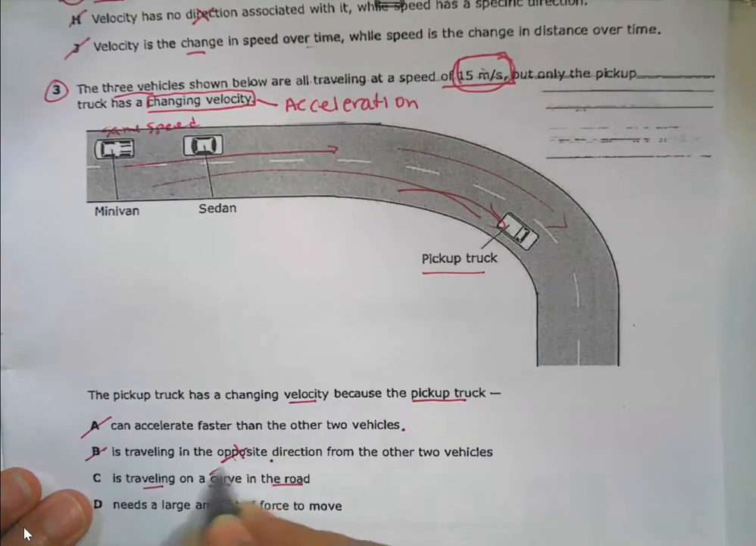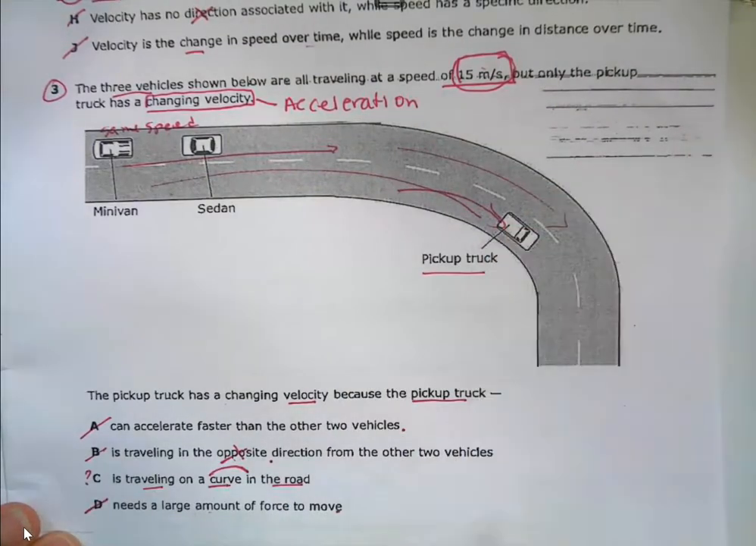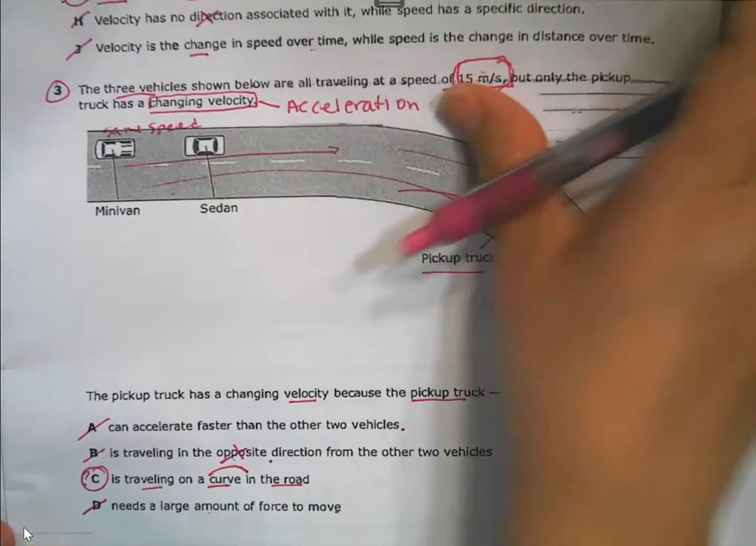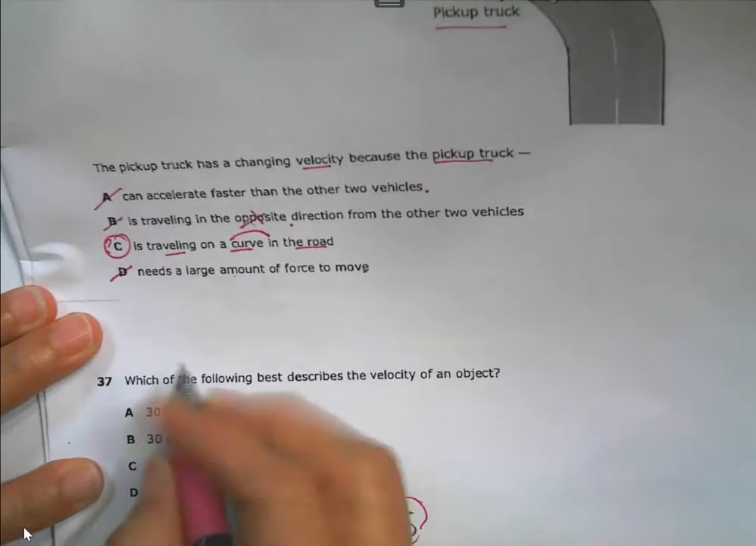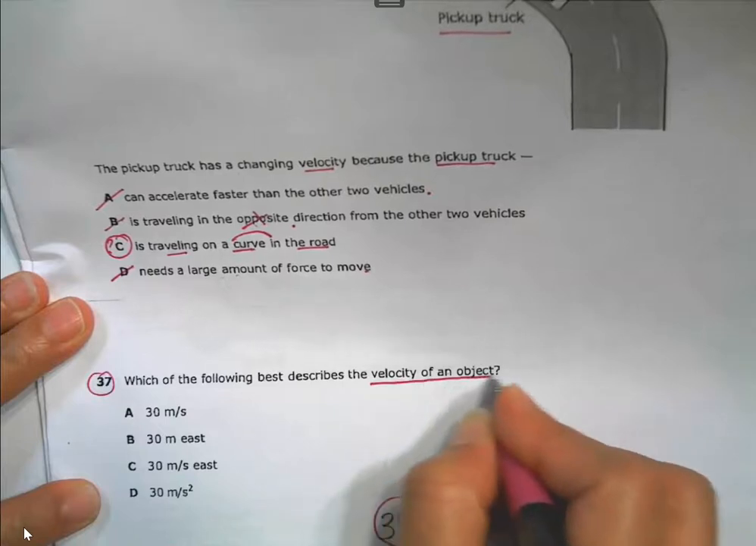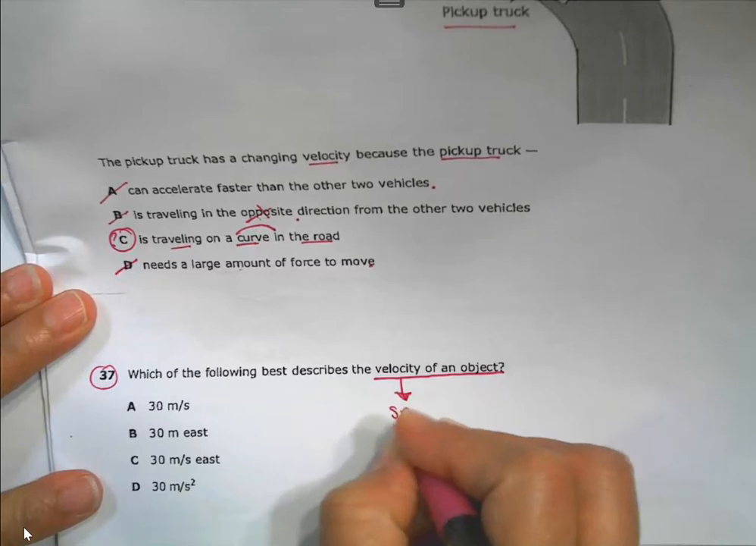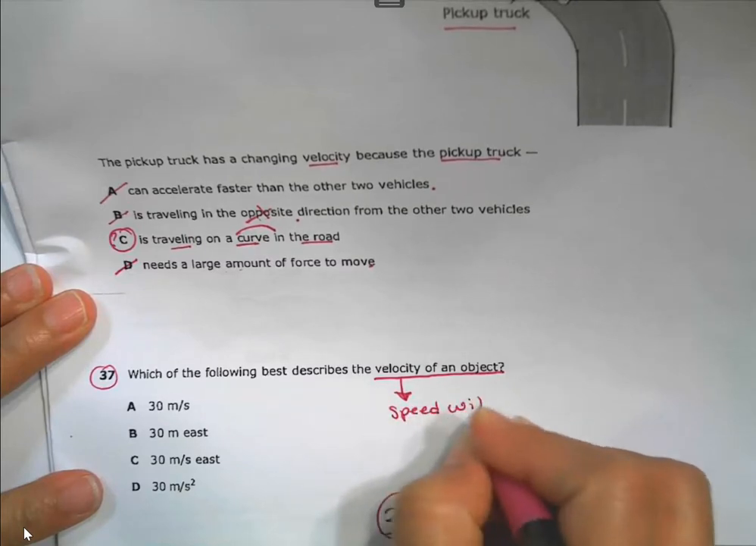You know what? I like this one. There we go. Accelerating because of that. D, the pickup needs a large amount of force to move. Nope. It might need more force, but that's not the reason that it's changing velocity. So the correct answer is going to be letter C. So let's go ahead and look at the next one. Number 37. Which of the following best describes the velocity of an object? Remember, velocity means speed with direction.